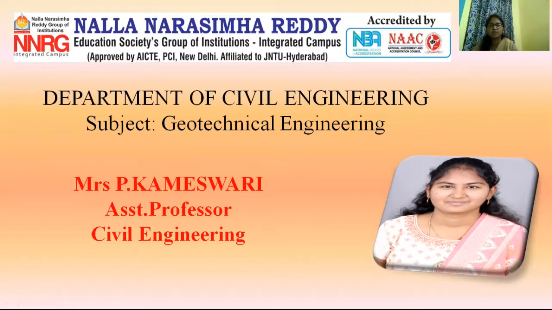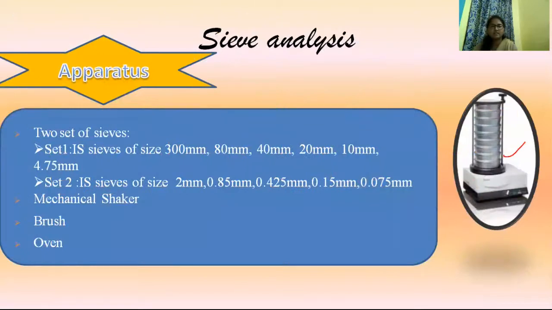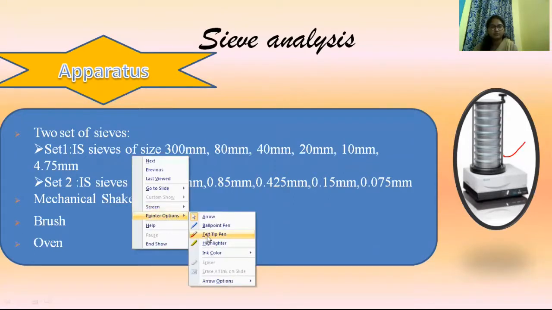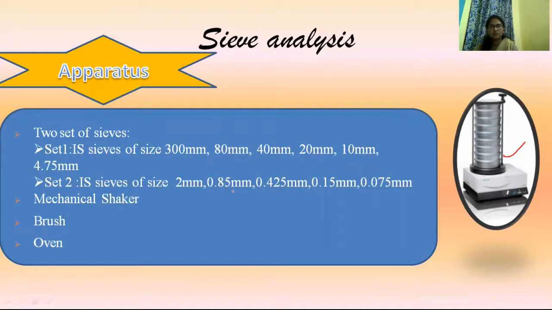My subject is Geotechnical Engineering. In Geotechnical Engineering, today we are going to discuss grain size analysis, sieve analysis. The sieve analysis apparatus has two sets of sieves. Sieves are arranged from top to bottom: 300 mm, 80 mm, 40 mm, 20 mm, 10 mm, 2 mm, 0.85 mm, 0.425 mm, 0.15 mm, 0.05 mm.